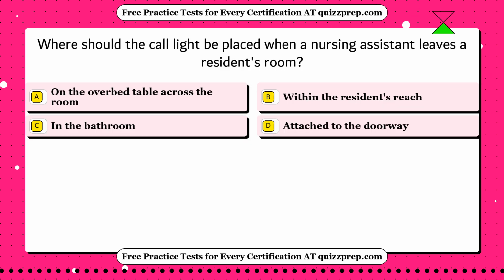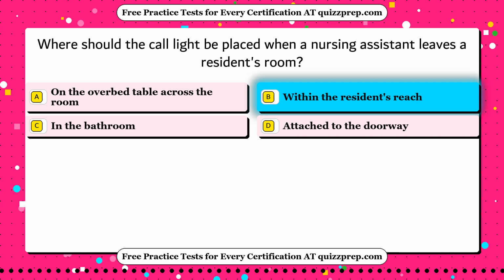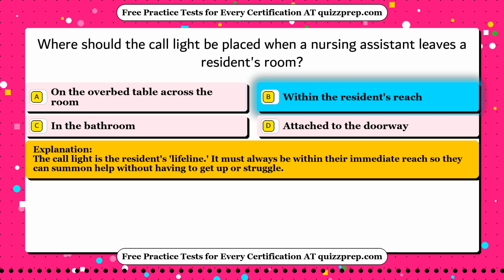Question 53. Where should the call light be placed when a nursing assistant leaves a resident's room? Option A, on the overbed table across the room. Option B, within the resident's reach. Option C, in the bathroom. Option D, attached to the doorway. The correct answer is option B, within the resident's reach. The call light is the resident's lifeline. It must always be within their immediate reach so they can summon help without having to get up or struggle.